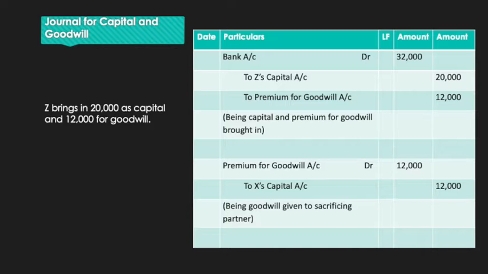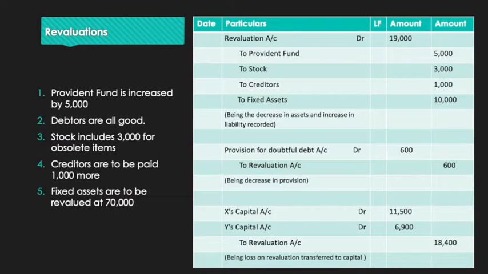In this slide I'll talk about the 5 revaluations which are given in the question. Number 1, provident fund is increased by 5,000. This is the increase in the value of liability which will be shown in the debit side of the revaluation account. Debtors are all good. There was 600 which was a provision given in the balance sheet. Now it is not required anymore, so it will be shown in the credit side of the revaluation account.